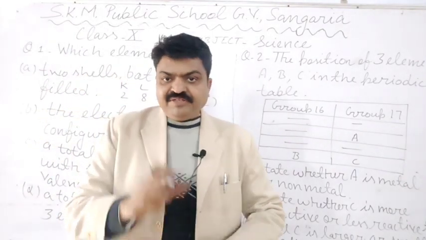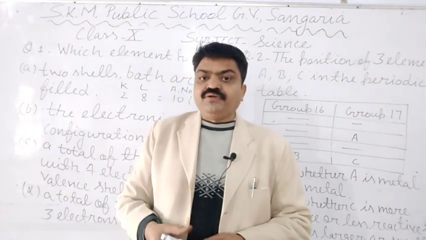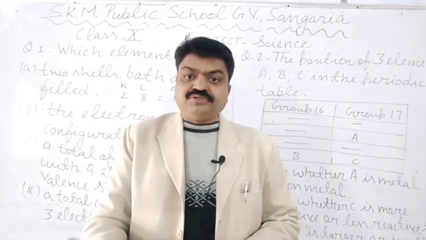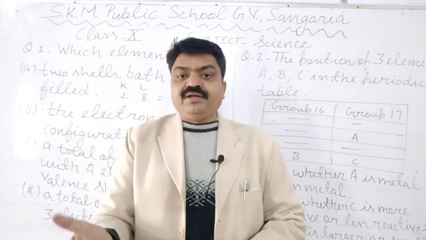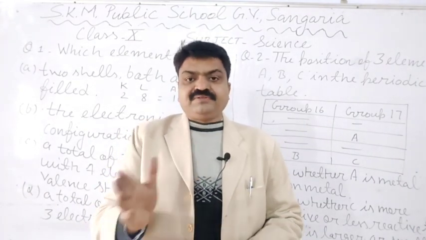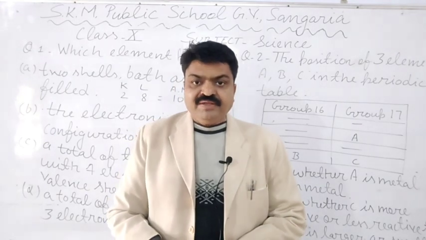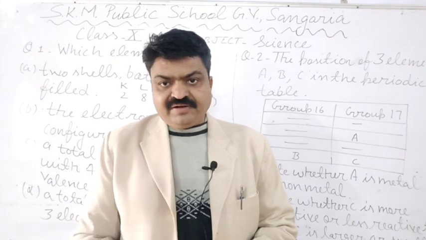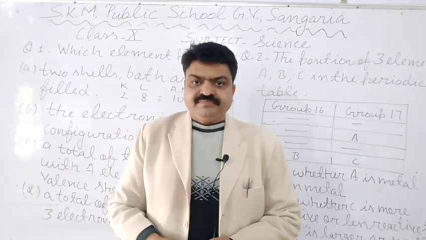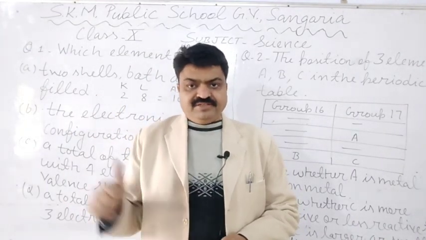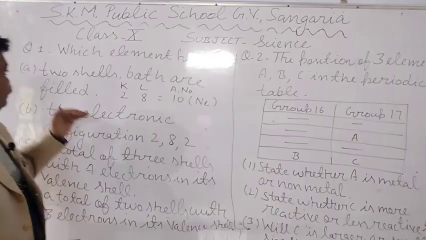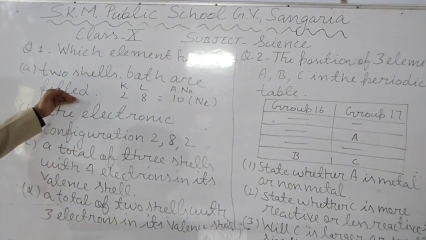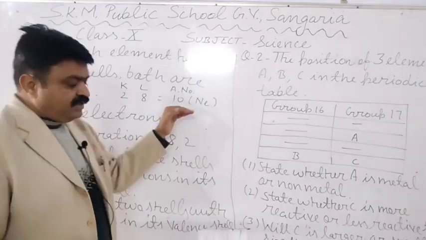And neon comes in which category? It is the noble element, or the 0 group element, or the 18th group element, because its outermost cell is completely filled. That's why it does not react with other elements. So the first question's answer is: two cells both filled, in the case of neon.